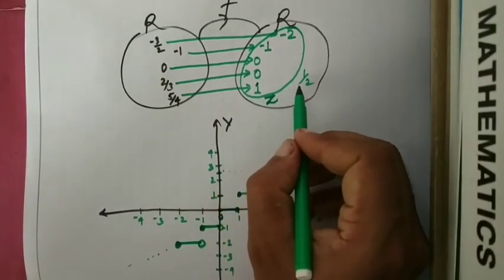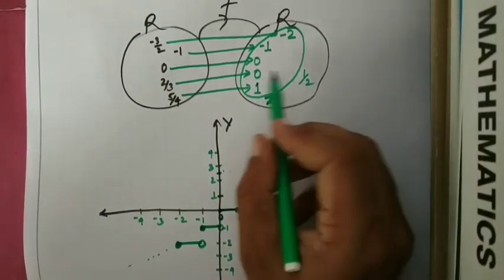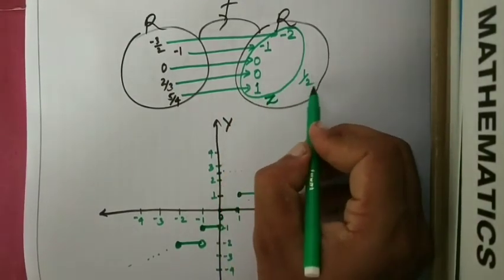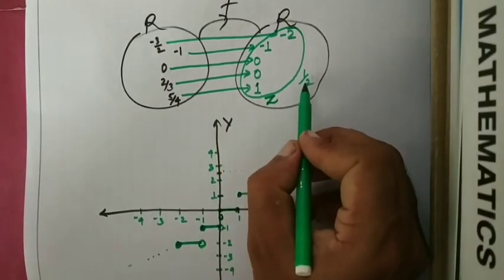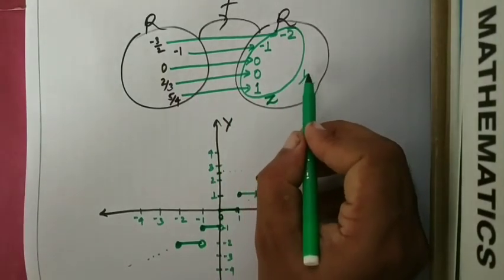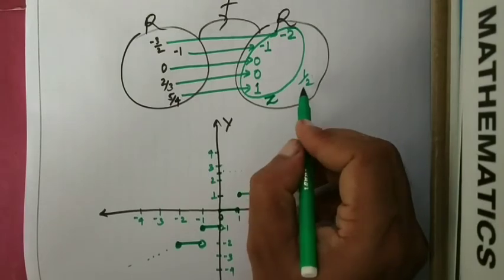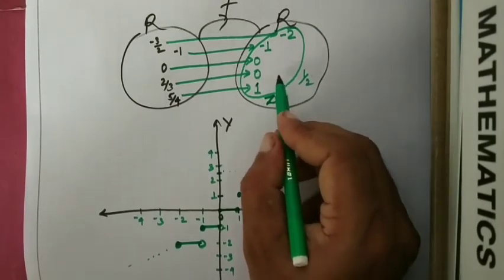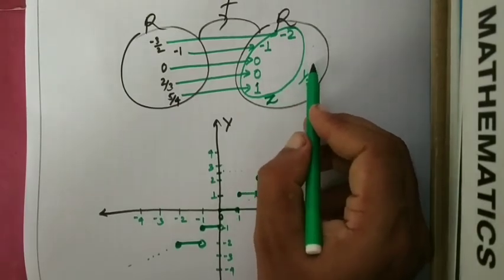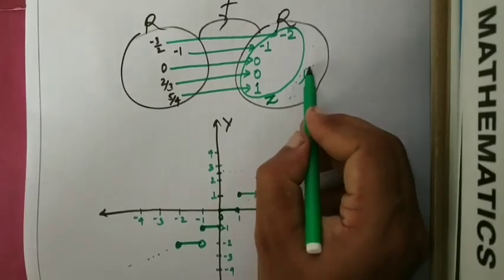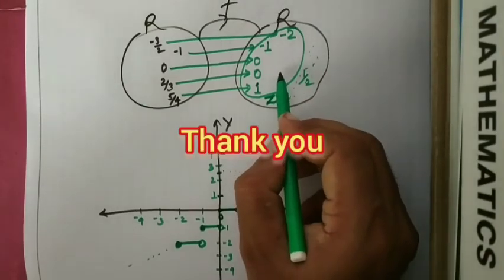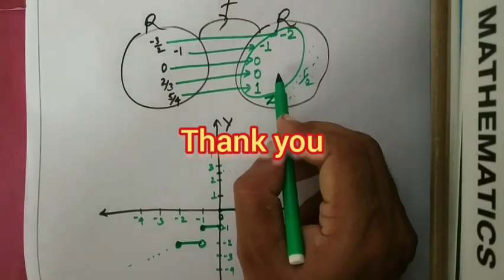This way also you can check whether any number is part of the range or not, because if it is not associated with any domain image, it is not part of the range. So it is present in the codomain, but it is not part of the range. There are many real numbers which are not integers, and that's why they are not part of the range of the greatest integer function.